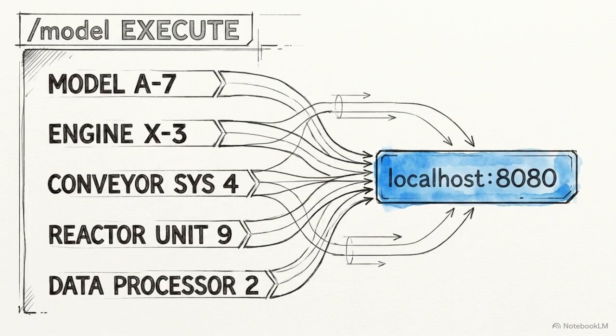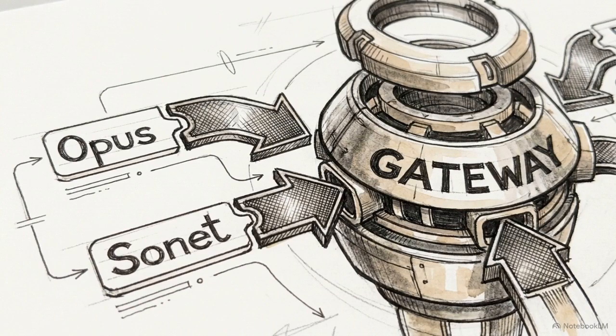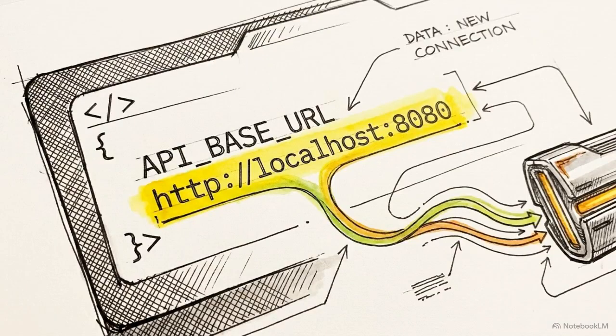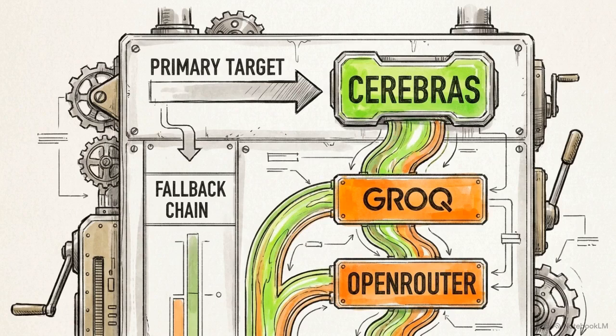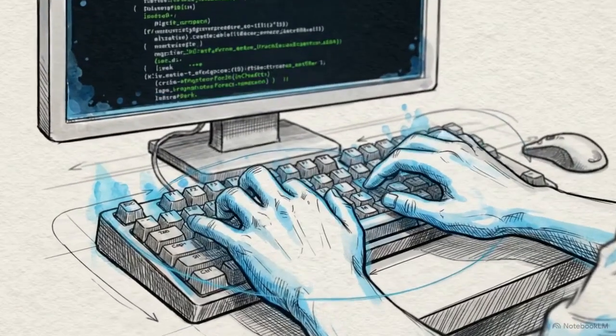Launch the Claude Code agent again. Type the command /model and hit enter. You will see that every Anthropic model option is now pointing directly to your local gateway. The agent is fully hijacked. It believes it is talking to Anthropic, but you have severed its direct connection and routed it through your own resilient fallback chain. Let's test the fallback system.